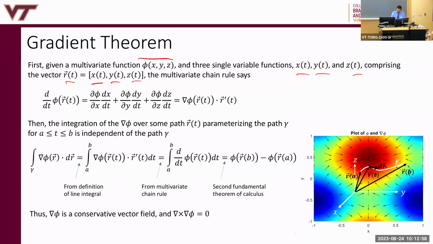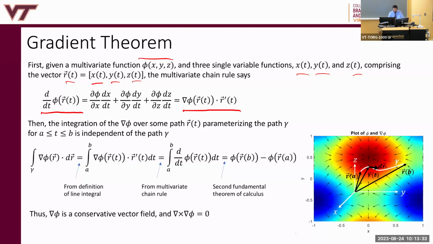From the definition of a line integral, again, we evaluate our function that we're integrating over the path at the points of the path, because that's the only points we care about. We're taking the dot product with r prime of t along that path dt, right? All right, so we can rewrite that using the multivariate chain rule here as d by dt of phi of r of t.